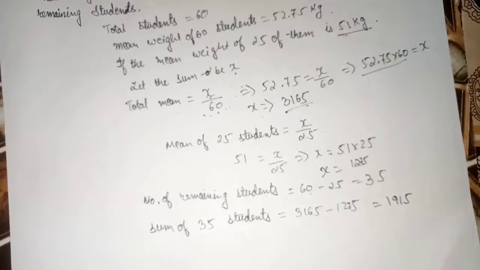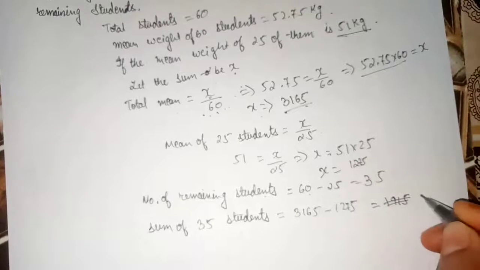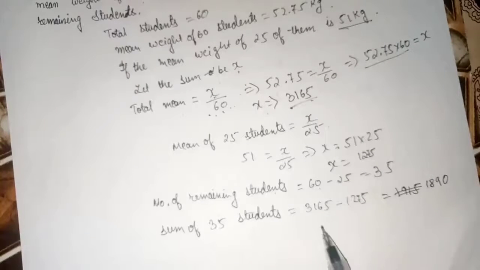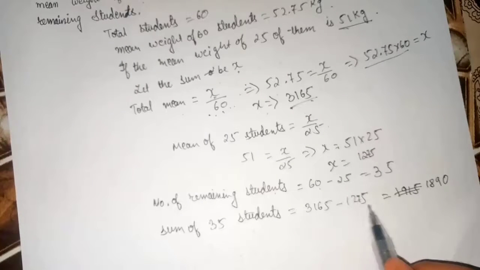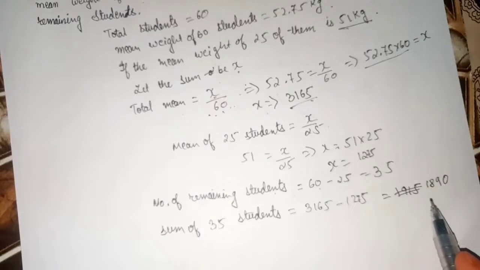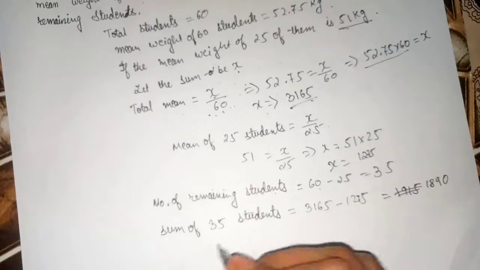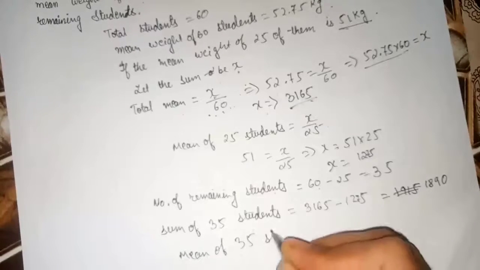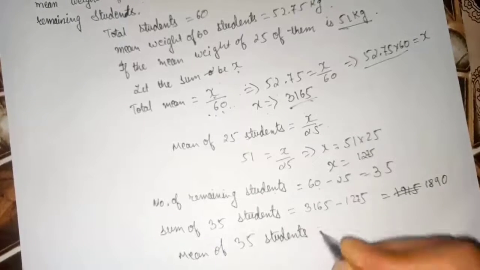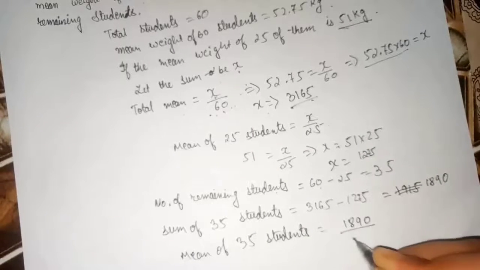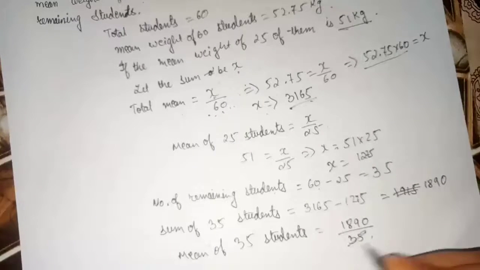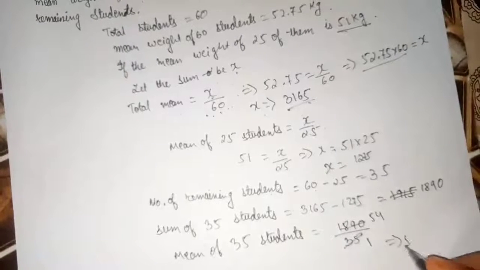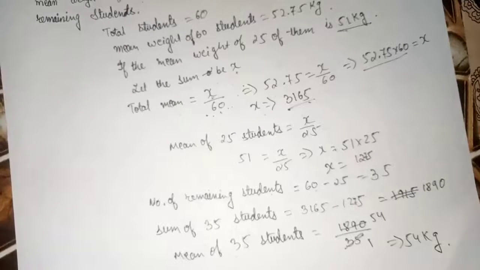Sorry, when you subtract 3165 minus 1275, the answer will be 1890. So the mean of 35 students will be 1890 divided by 35. While dividing this, you will get 54. So 54 kg is your answer.